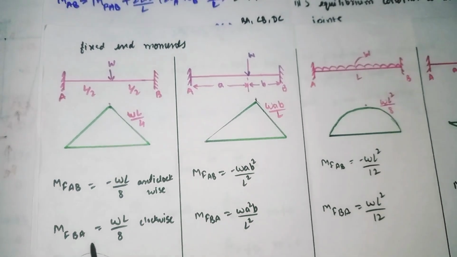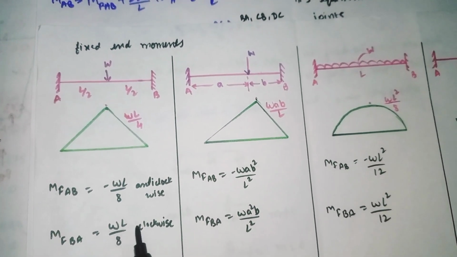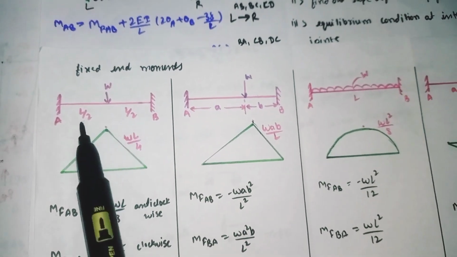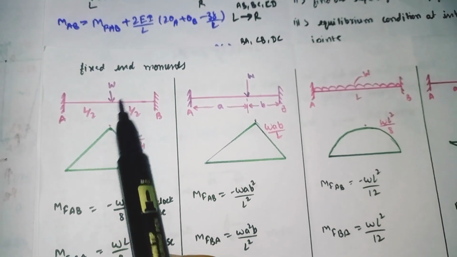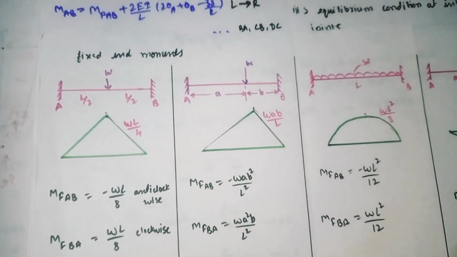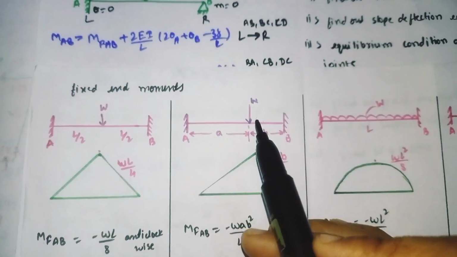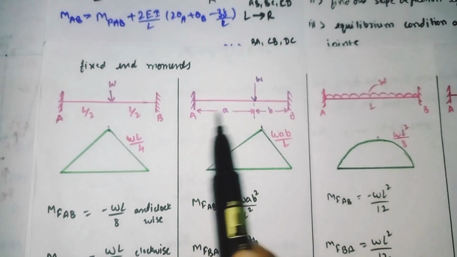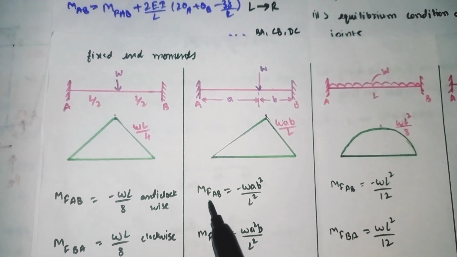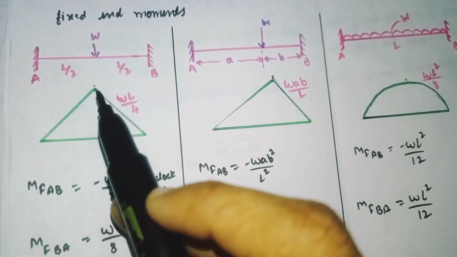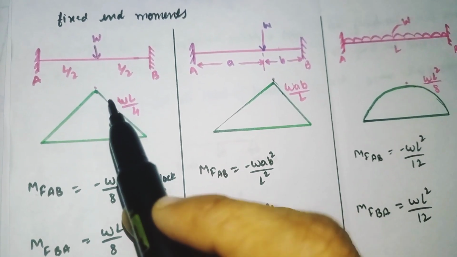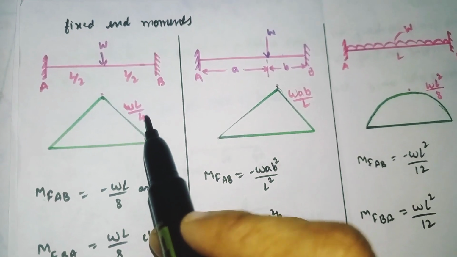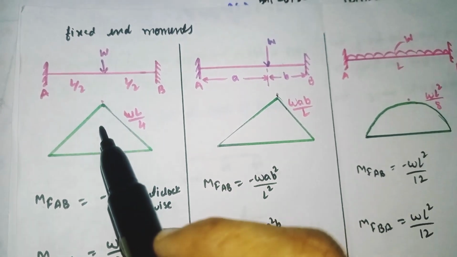And for MFBA, we have the formula WL divided by 8. It is moving clockwise. When the load is acting at the center, we need to use this formula. When our load is not acting at the center, we need to use a different formula for this kind of beam. Here one more thing: for finding the maximum height, we have to use the formula WL divided by 4. So by using this formula we will get the maximum height of this diagram.